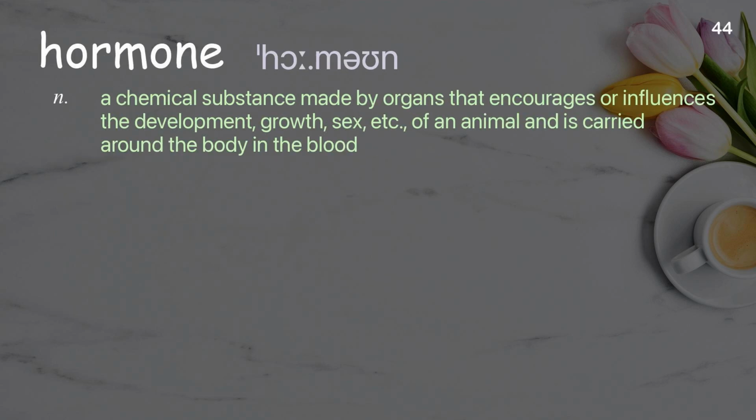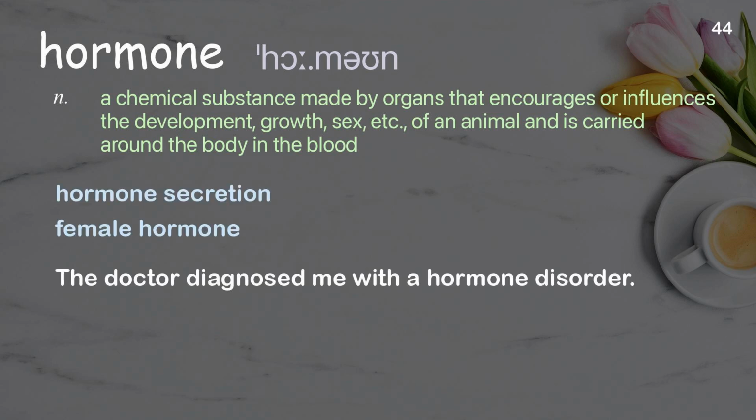Hormone. A chemical substance made by organs that encourages or influences the development, growth, sex, etc., of an animal and is carried around the body in the blood. Examples: Hormone secretion, female hormone. The doctor diagnosed me with a hormone disorder.